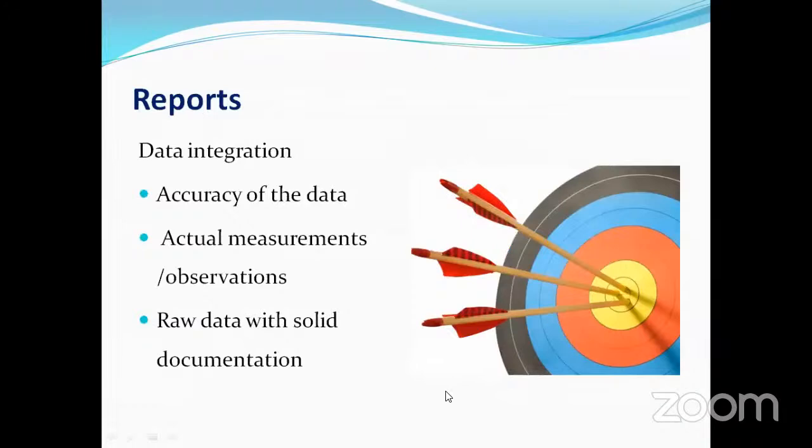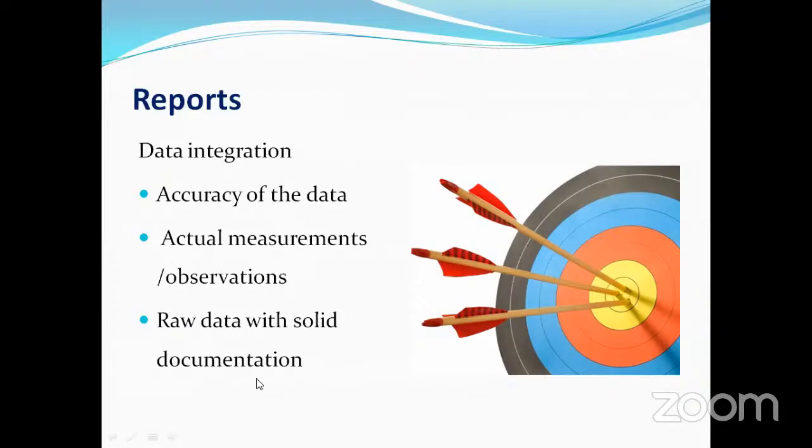And then reports, how to make reports, because data integration is very important. In that we need to clearly mention the accuracy of data, and we have to give the actual measurements or observations. Actual measurements and observations are very important. Even if there is any mistake in that data, the researchers will definitely find it out. If there is a mistake, we have to report it as such. We need not hide any mistakes. And then raw data, with solid documentation. This will support you a lot in your research findings and research conferences.